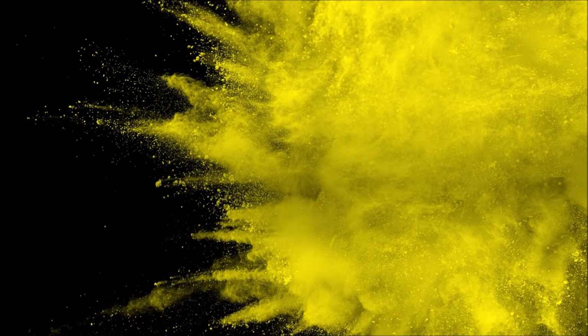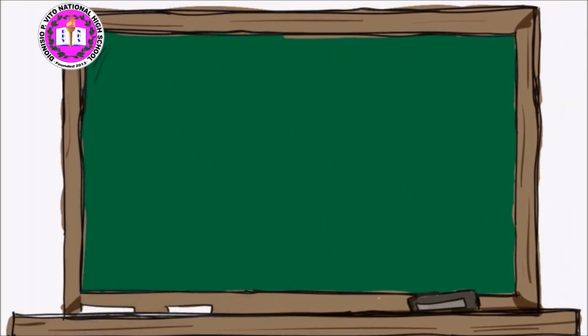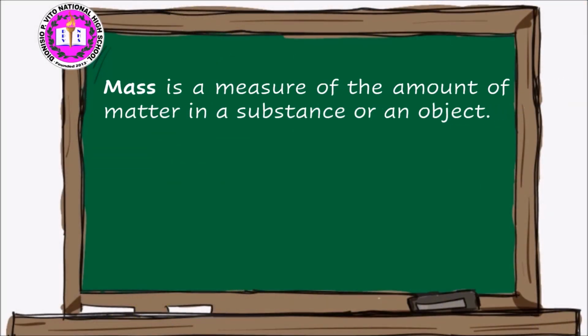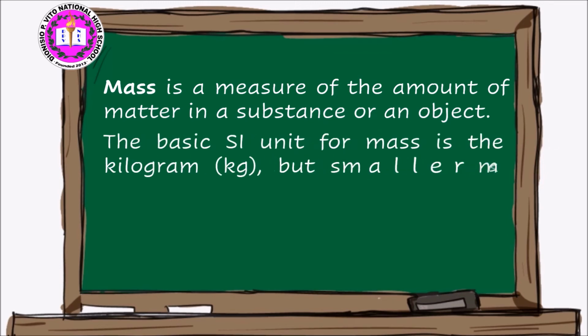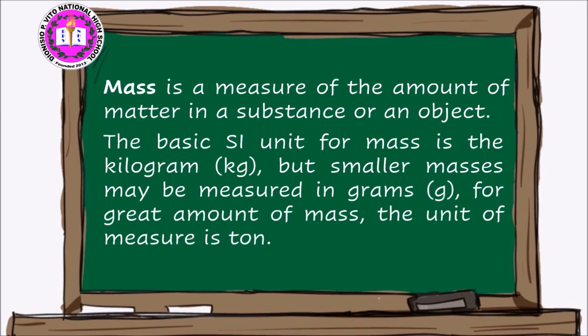Moving on to the next unit, which is mass. Mass is a measure of the amount of matter in a substance or an object. The basic unit for mass is the kilogram, but smaller masses may be measured in grams. For a great amount of mass, the unit of measure is ton.